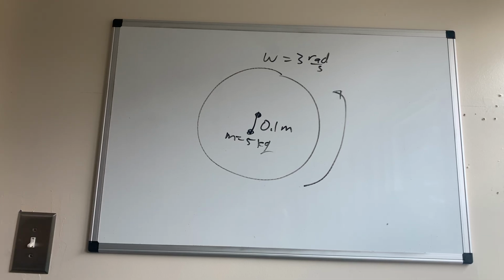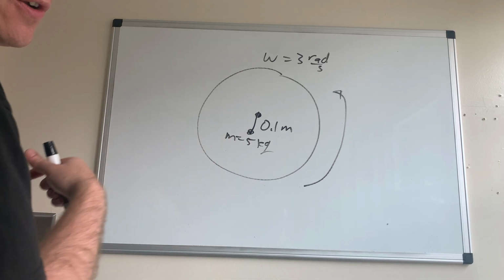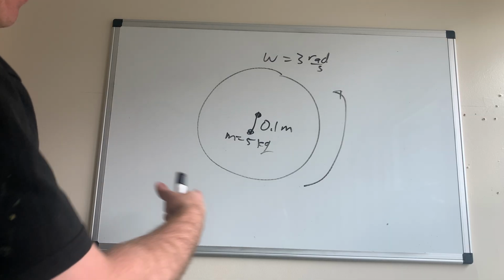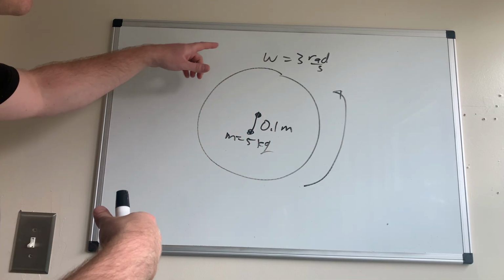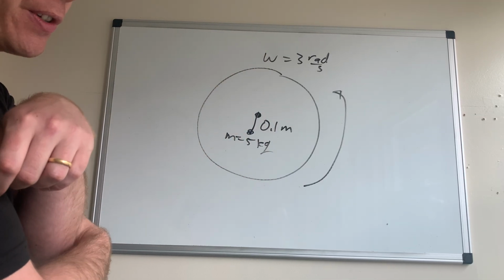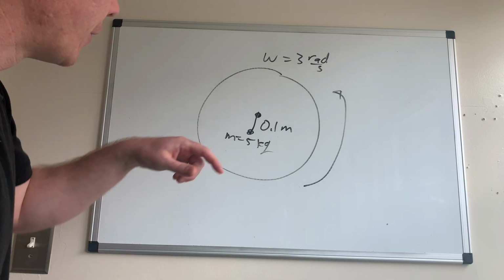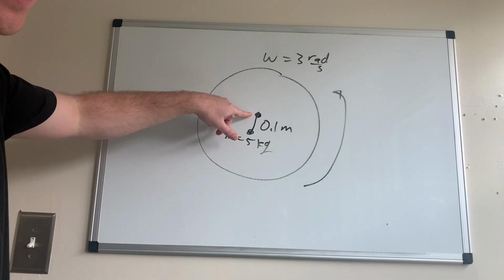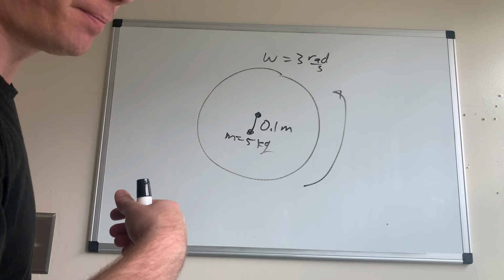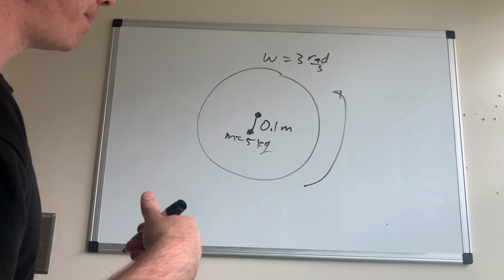So this is an angular momentum problem. We have a small child on a merry-go-round that's rotating counterclockwise with an angular speed of 3 radians per second. And we're told how far the child stands from the center, which is the point of rotation. And we're asked for the angular momentum.